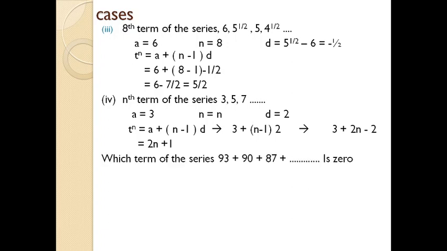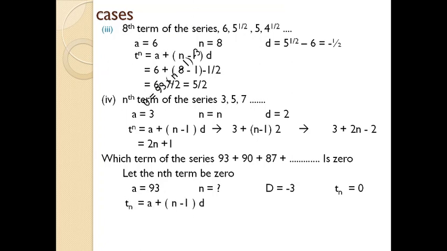Next one. Which term of the series 93 plus 90 plus 87 is 0? Which nth term of the series is 0? It will be 93, 90, 87 and so on. Let the nth term be 0. Here the values: a equals 93, n is the question mark, d equals minus 3, and t subscript n equals 0, because we have assumed that the nth term is 0.